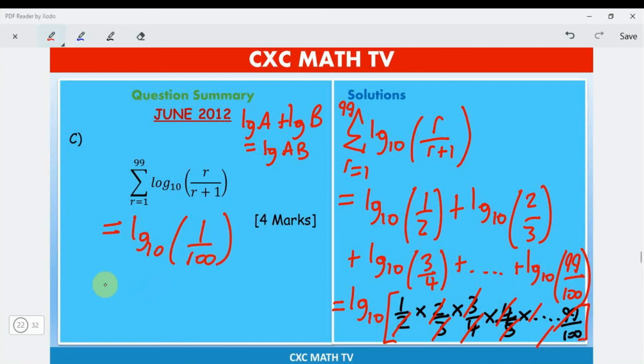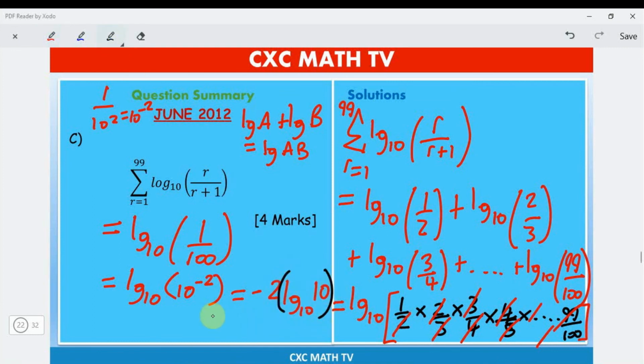Now log base 10 of 1 over 100 is actually just 10 to the minus 2, because remember, 100 is 10 squared, so that's just 1 over 10 squared, and 1 over 10 squared is 10 to the minus 2. So we're saying this is log base 10 of 10 to the minus 2, which works out to be minus 2 log base 10 of 10, if we remember laws of logarithm. But log base 10 of 10 is 1. So the final answer is negative 2.